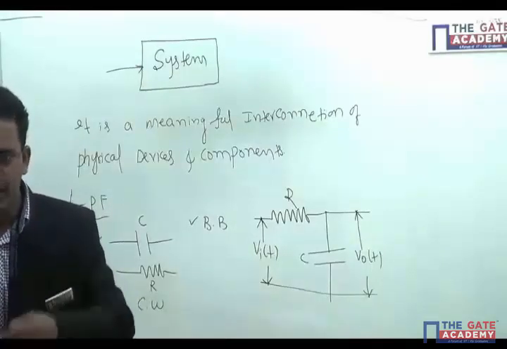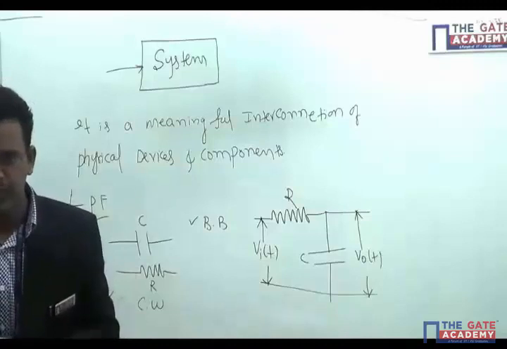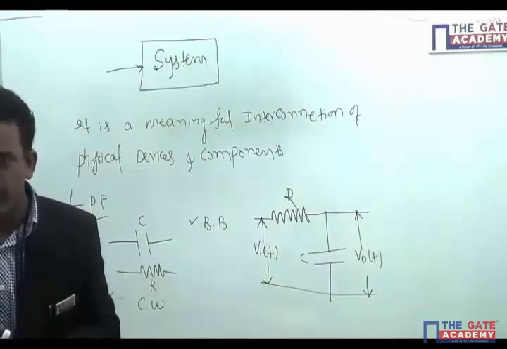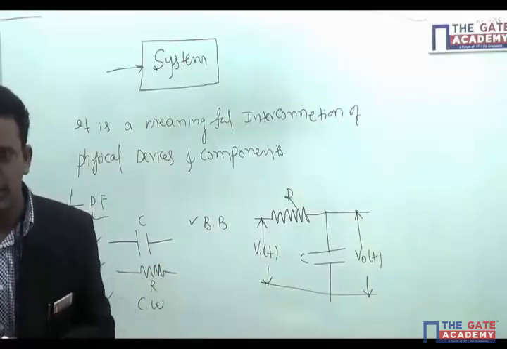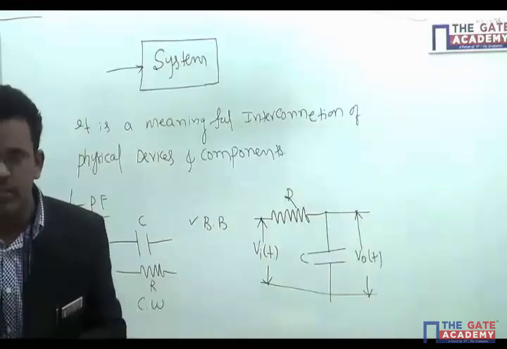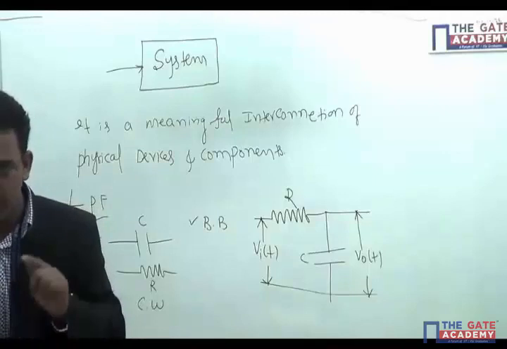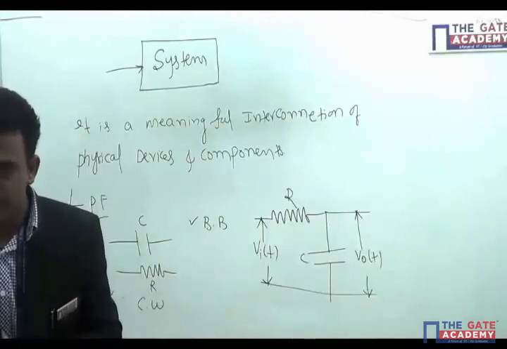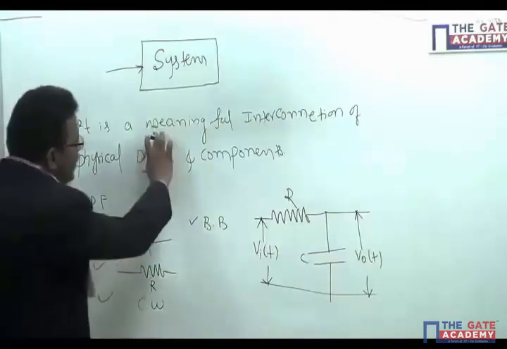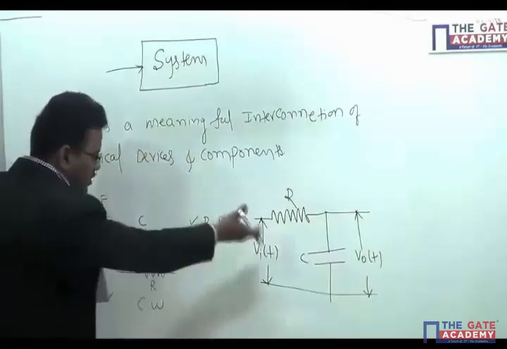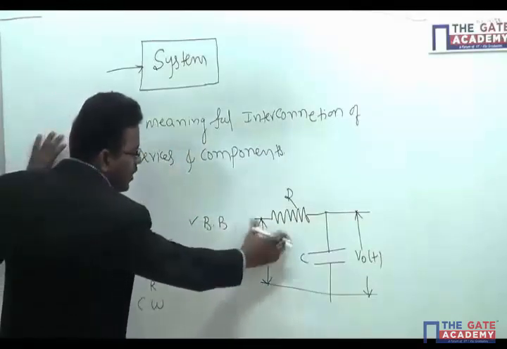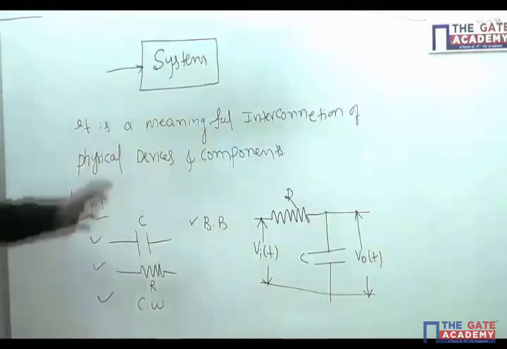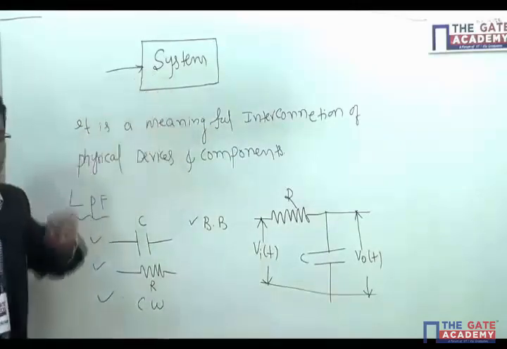Suppose you are listening to the classes in a studio where chairs are there; the chairs are meant for students to sit and listen to the classes. Suppose the chairs are upside down, is it possible for the students to sit and listen? It's not possible. So it is not a system. A system means a meaningful interconnection of devices in such a manner that it forms some meaningful information. That is the general meaning of a system: a meaningful interconnection of physical devices and components.